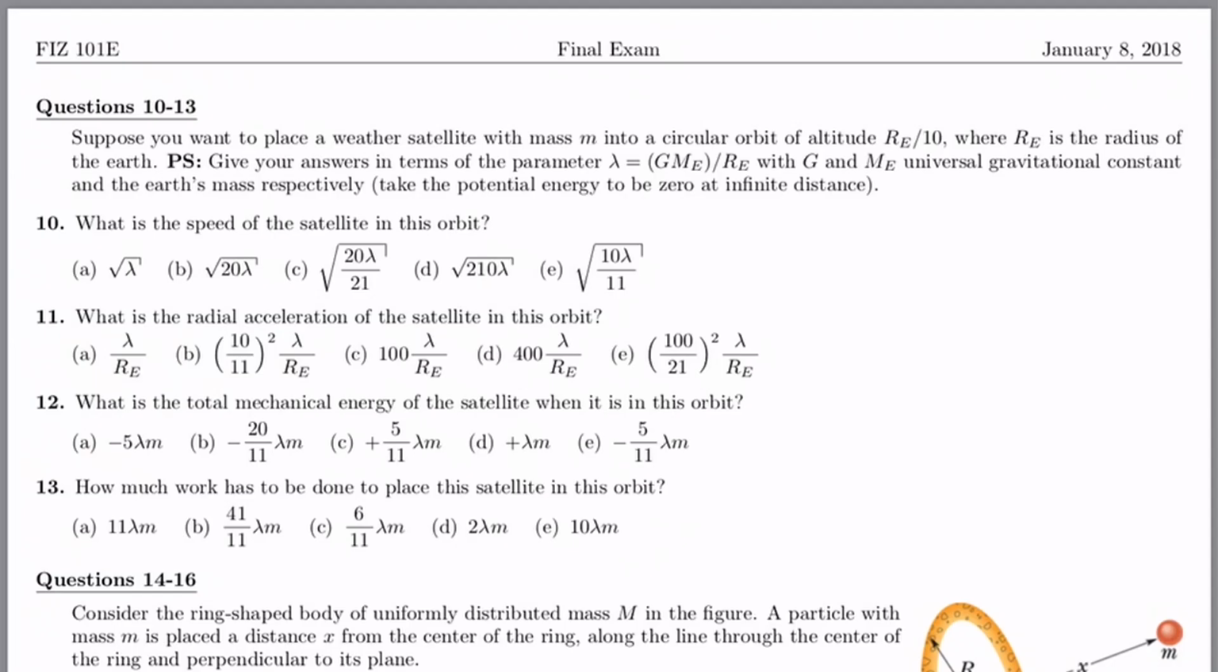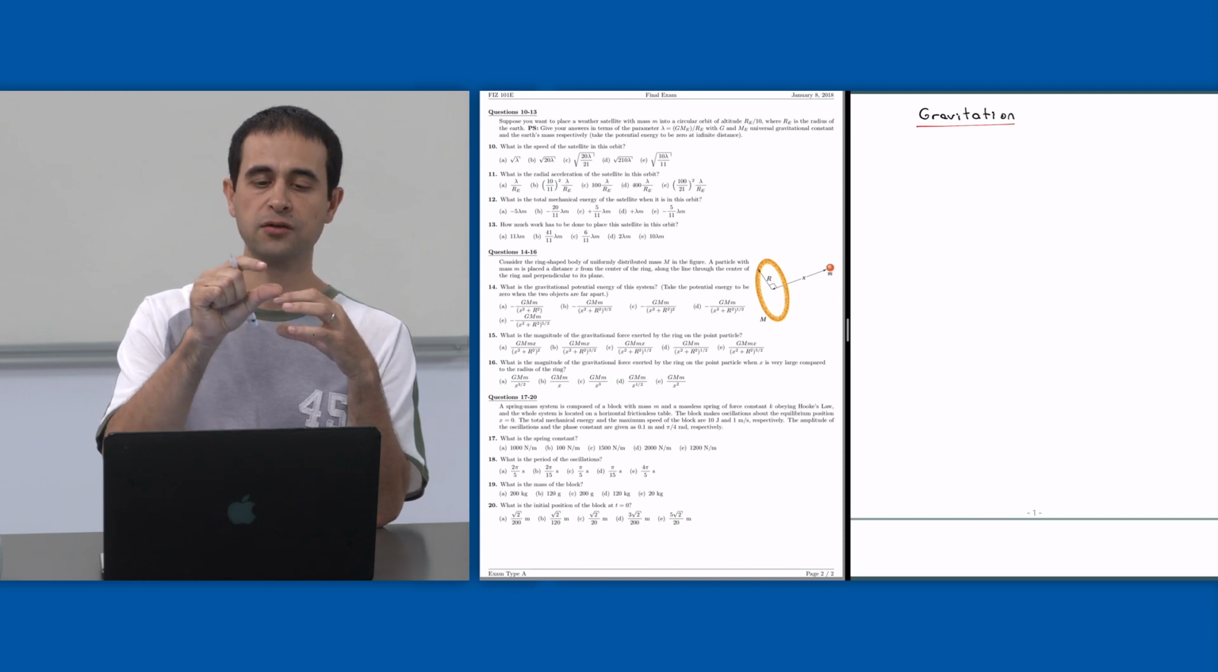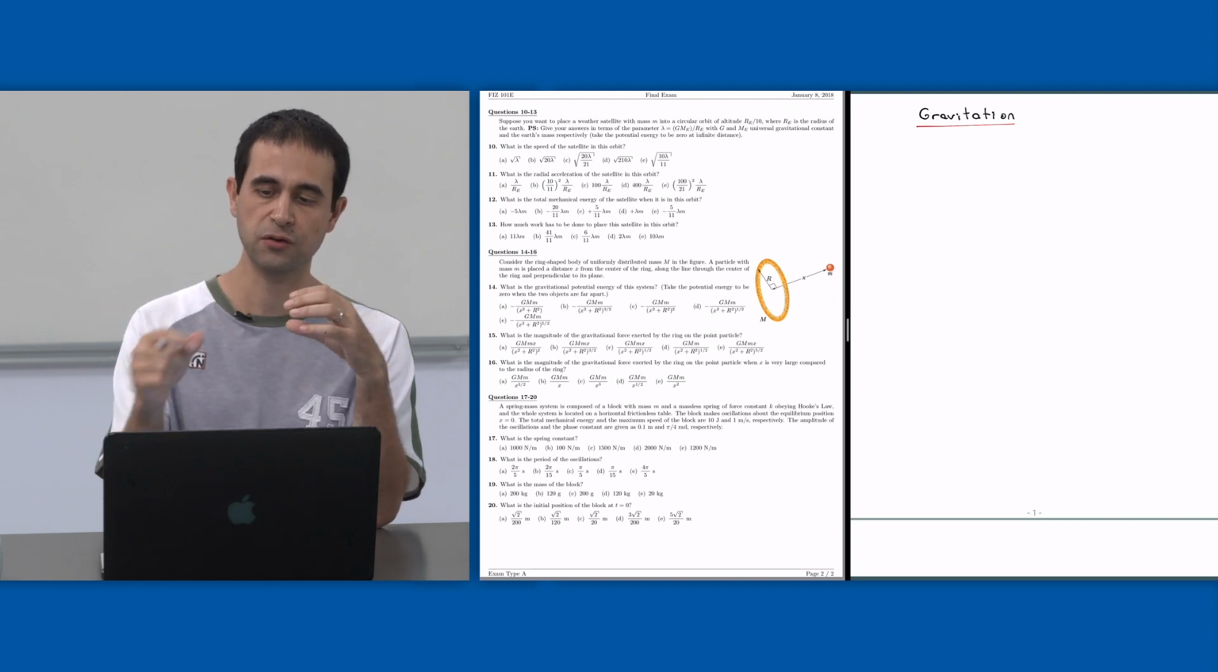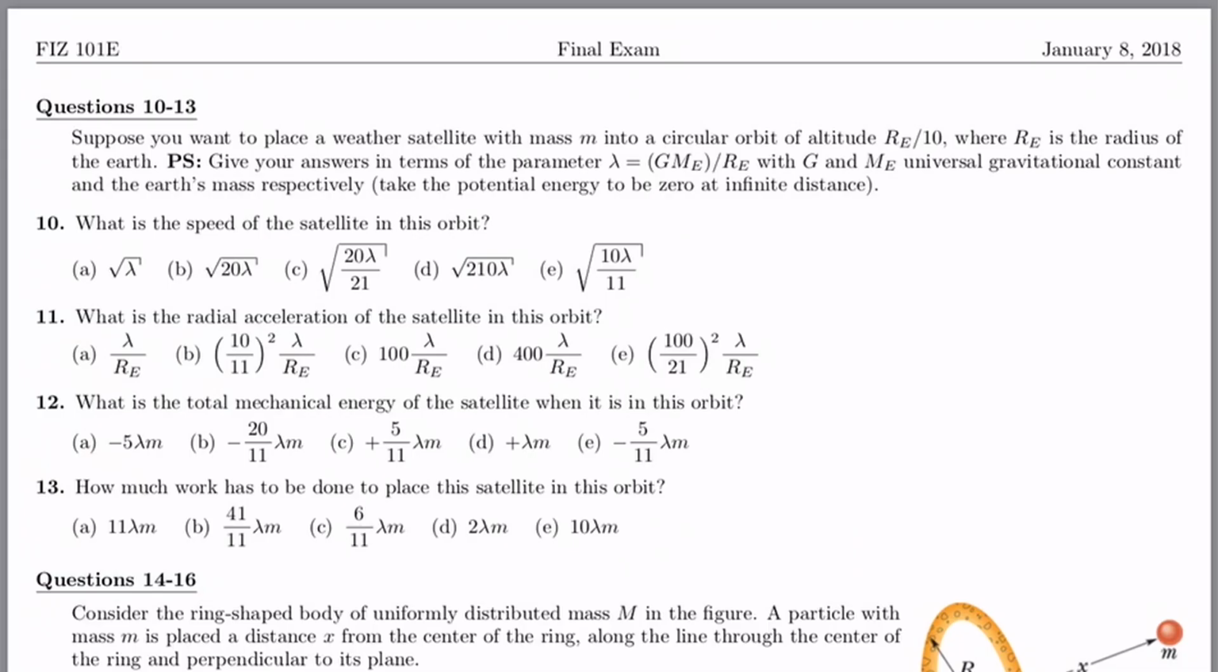You can see it from here, but let me read it to you. It says, suppose you want to place a weather satellite with a mass m into a circular orbit of altitude RE divided by 10, where RE is the radius of the Earth. So you take a satellite and place it at a height of RE divided by 10 above the surface of the Earth. Then it's asking a couple of questions, 10 to 13.